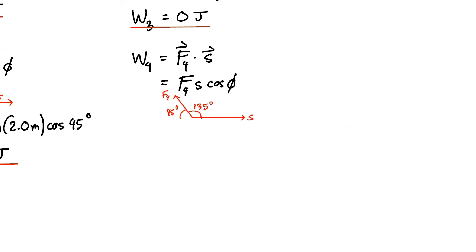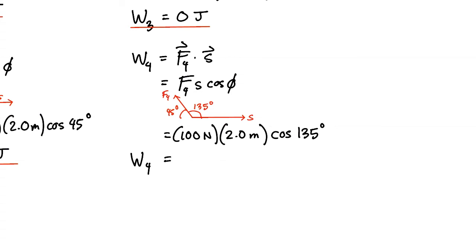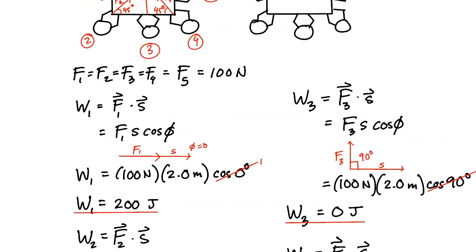So, let's substitute yung values. You have 100 newtons times 2 meters, times cosine 135 degrees. Okay. Now, plugging that in sa ating calculator, again, rounding off to two significant figures, we should get negative 140 joules. So, that is the work done by friend number 4, by this person here.